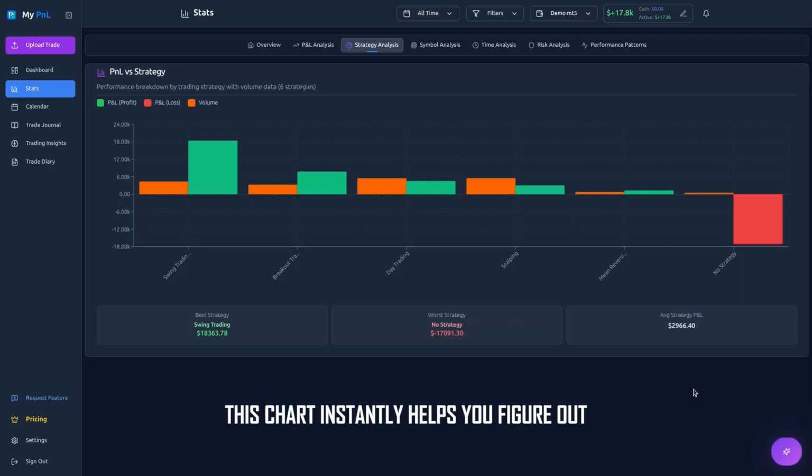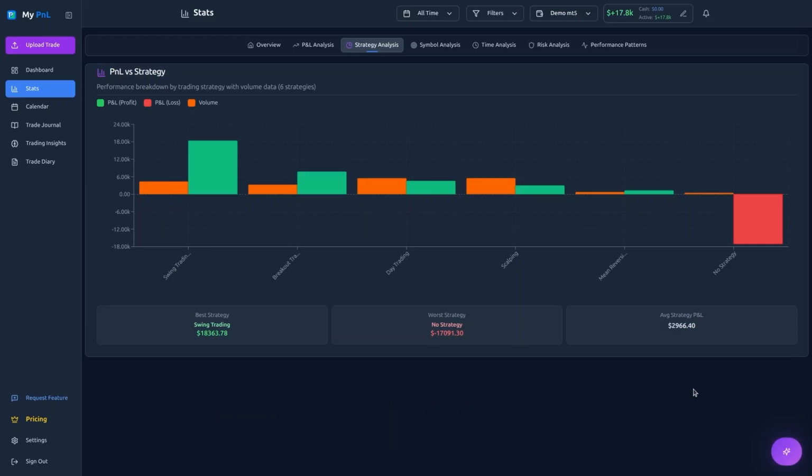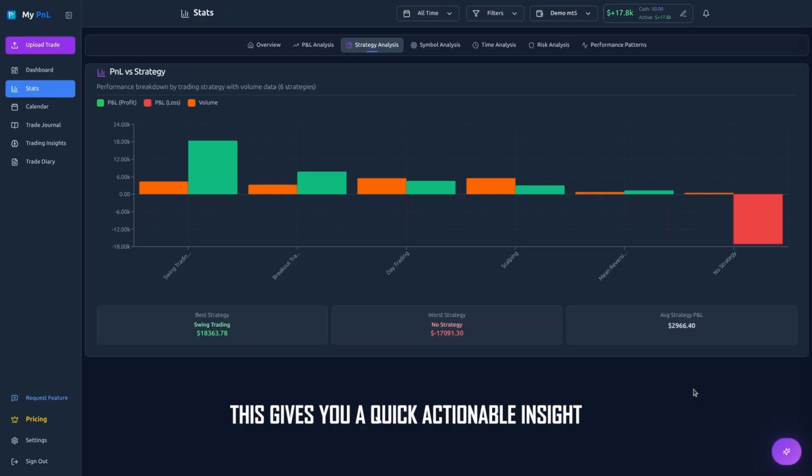This chart instantly helps you figure out which strategies are actually making you money and which ones are dragging you down. For example, in this case, swing trading stands out as the most profitable with over 18,000 in gains, while the no strategy category shows a significant loss of around 17,000, meaning those trades were probably less structured or impulsive. Below the chart, you also get a clear summary: your best strategy, worst strategy, and the average PNL per strategy. This gives you a quick, actionable insight without even diving deep into the data.